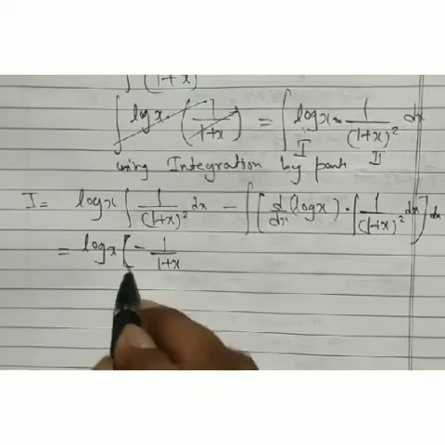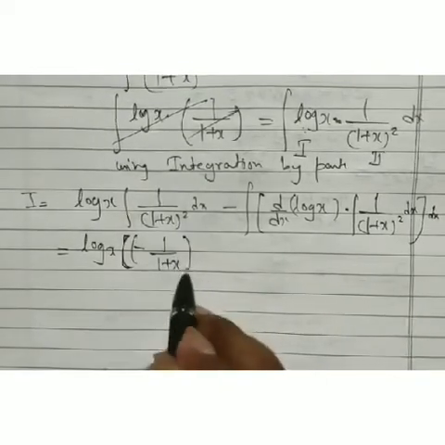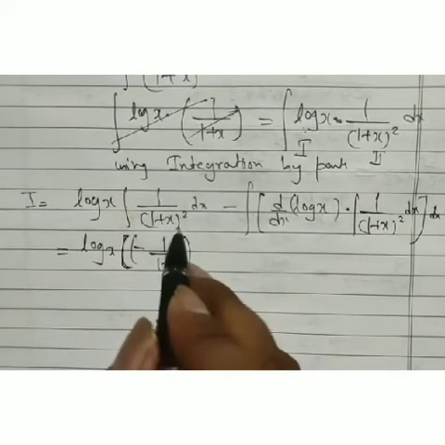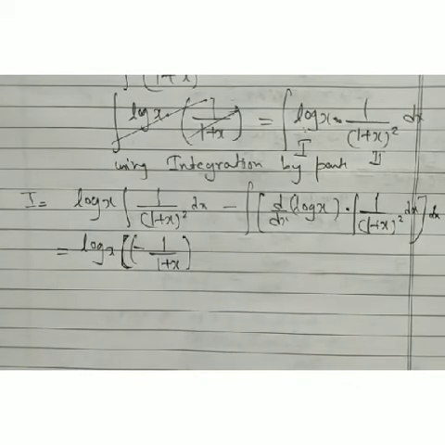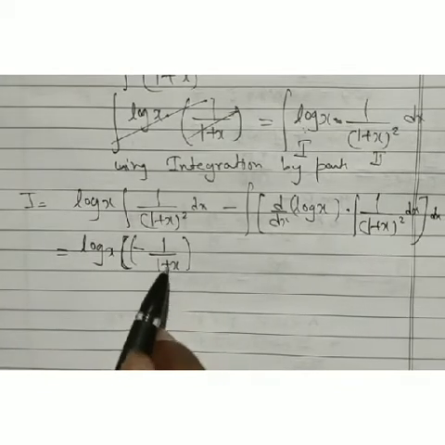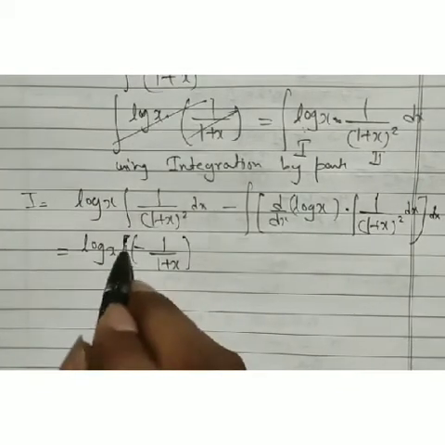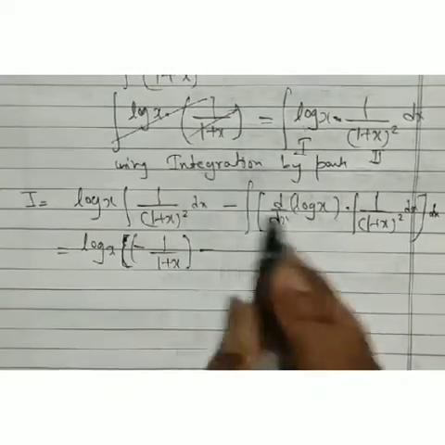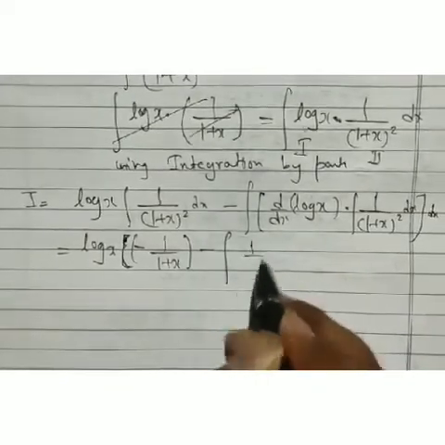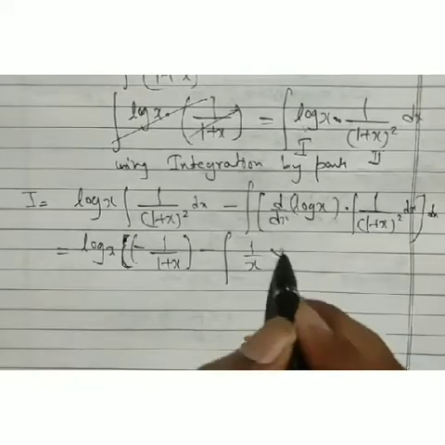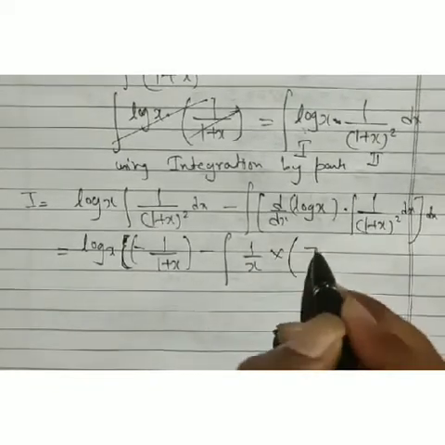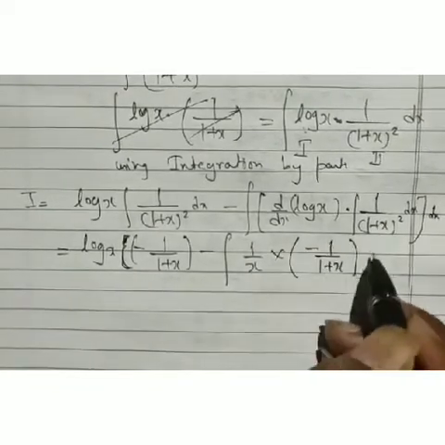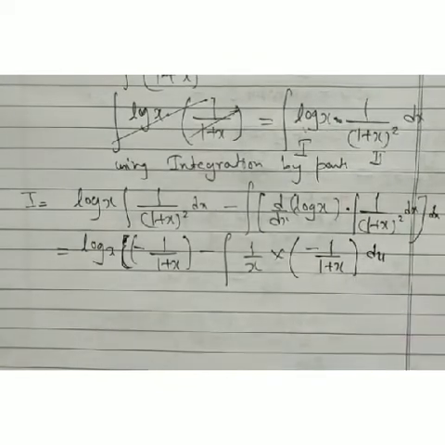It's minus 1 upon 1 plus x. We get the integration of 1 upon (1 plus x) whole square, which is minus 1 upon 1 plus x. Now we are going to find out this integral value. Minus d/dx of log x, what is it? It's 1 by x, and its integral is similar: we have minus 1 upon 1 plus x dx.